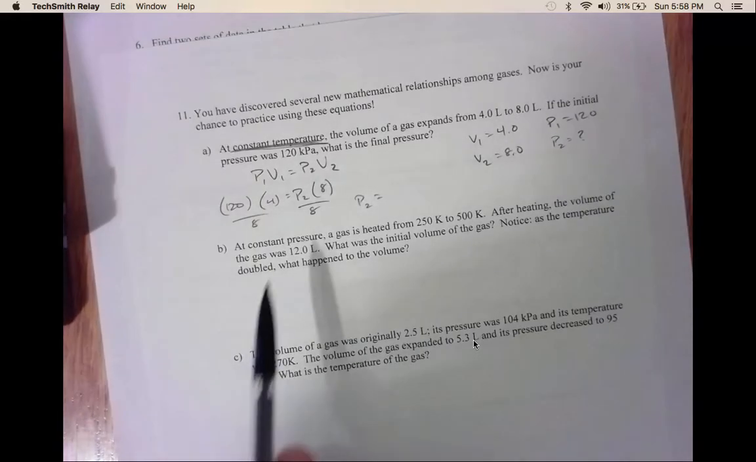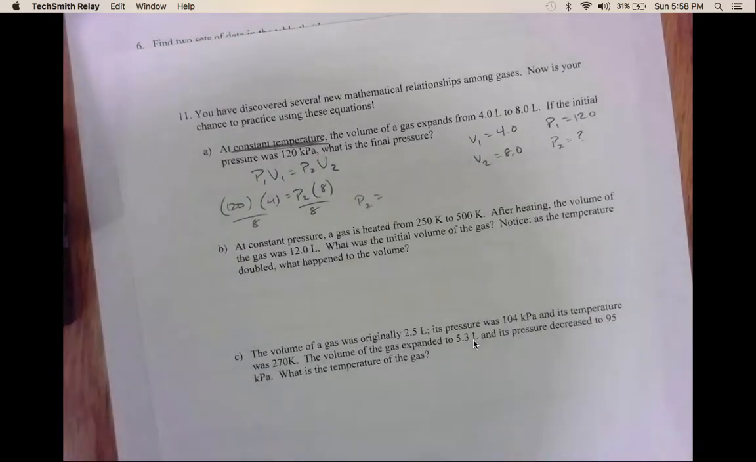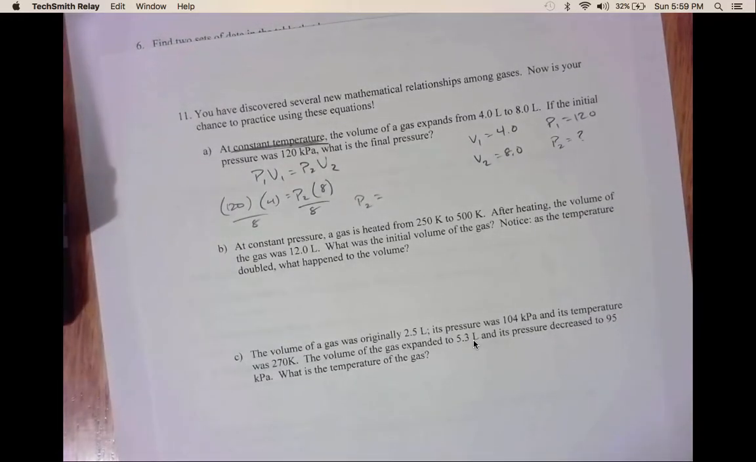So when you are thinking about B and C, make sure you identify what's constant, if anything is being held constant, and then use the appropriate gas law.